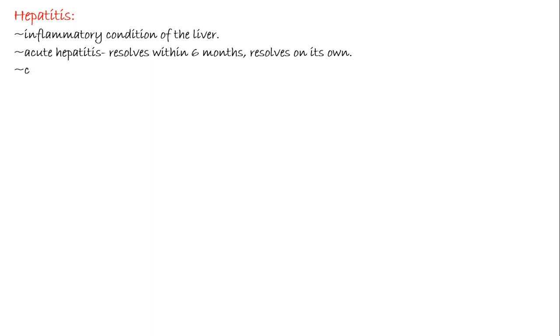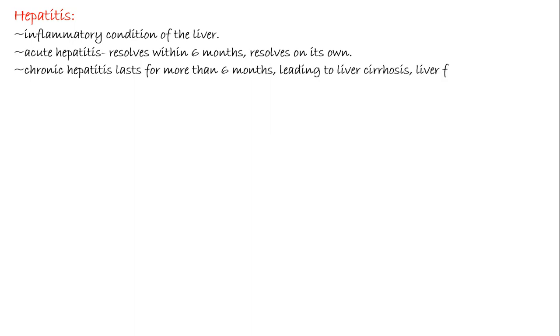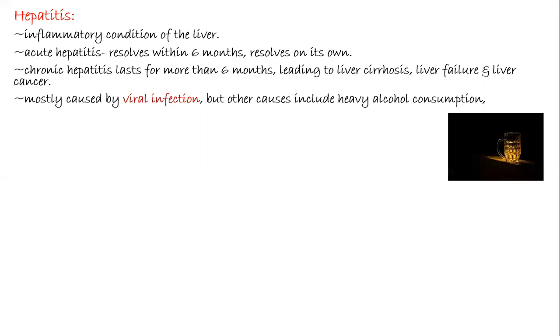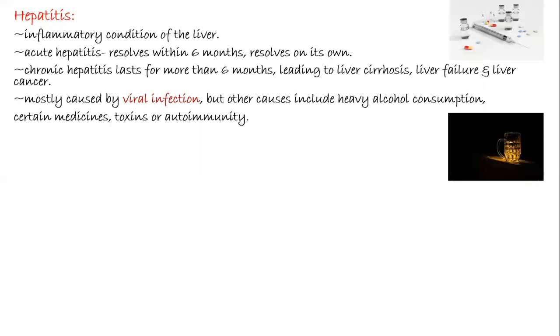The second form is chronic hepatitis. Chronic hepatitis lasts for more than 6 months, leading to liver cirrhosis, liver failure, and liver cancer. Mostly hepatitis is caused by viral infection, but other causes include heavy alcohol consumption, certain medicines, toxins, or autoimmunity.